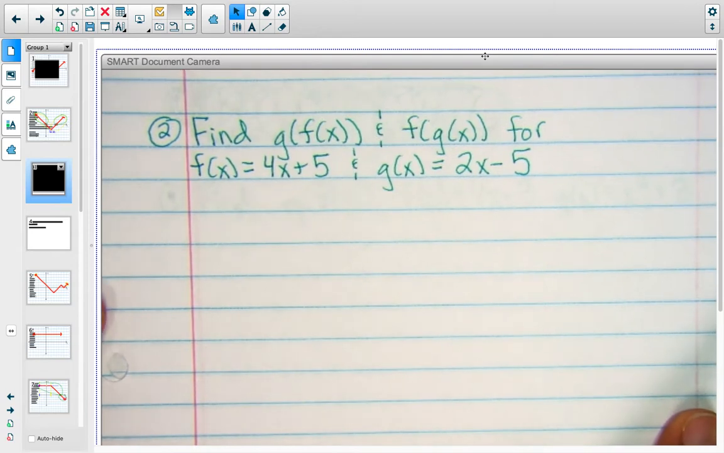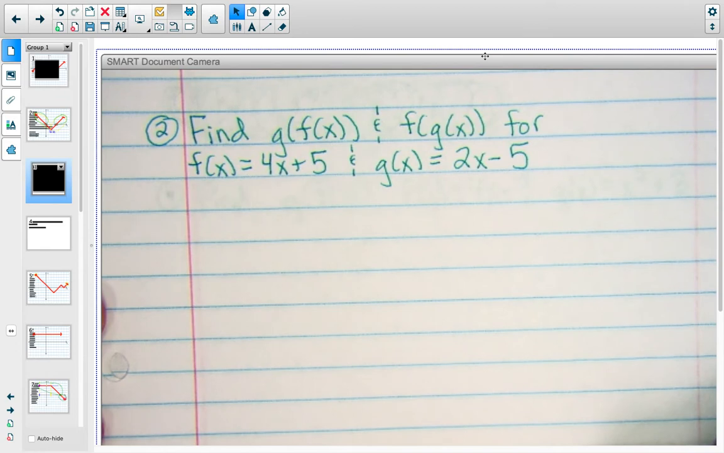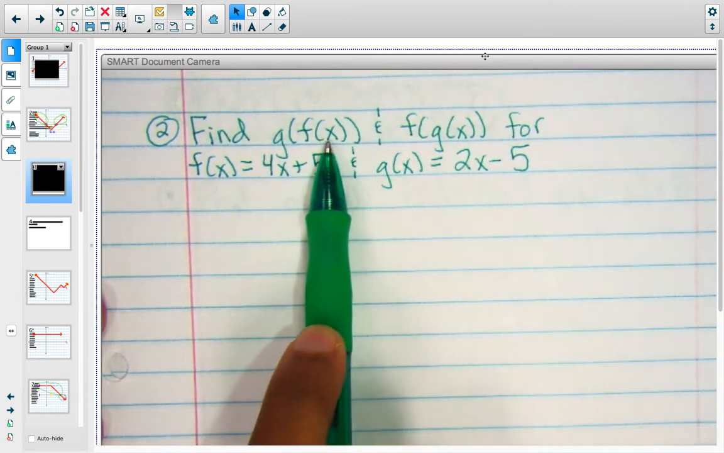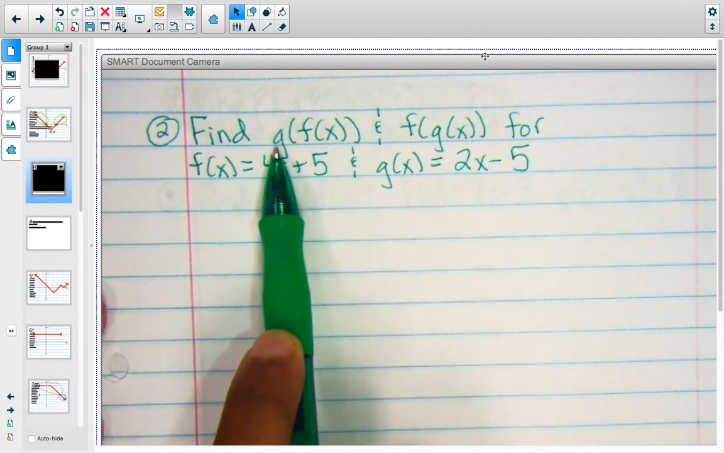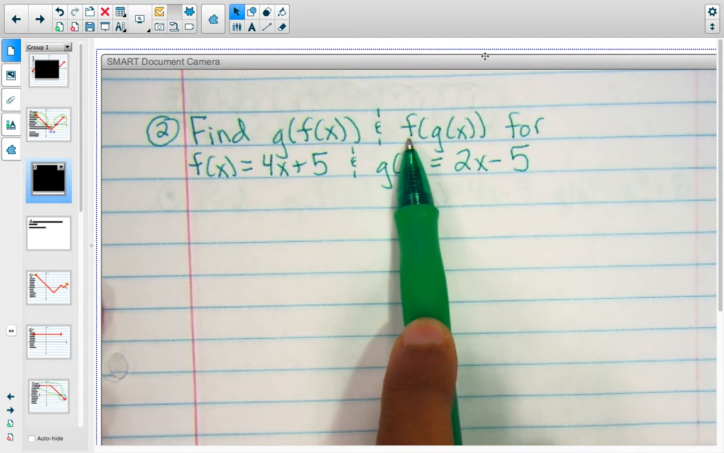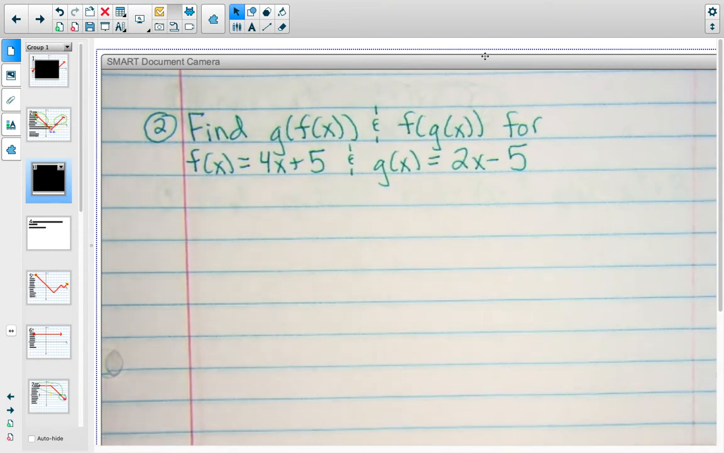So I use a different notation purposely so that you can get used to seeing it different ways, but it means the exact same thing. So this means to take f and plug it into g. This means to take g and plug it into f. So the same notation that we did in the previous problem, but the symbols and notation are different. But on the next page, I will show you that they mean the same thing.